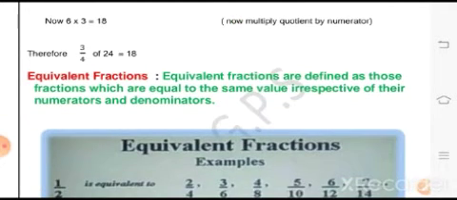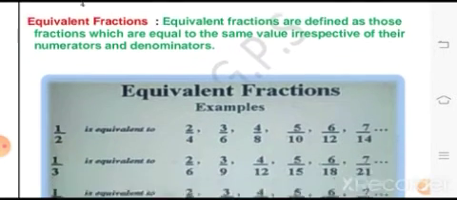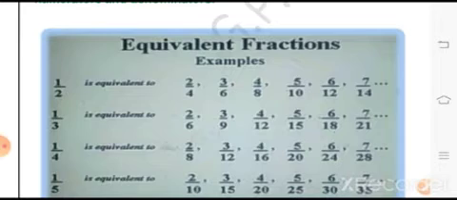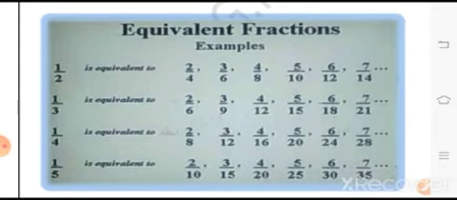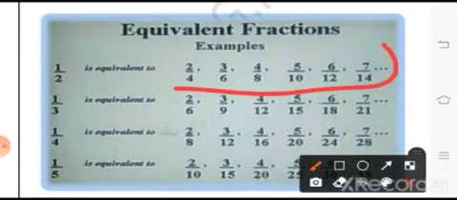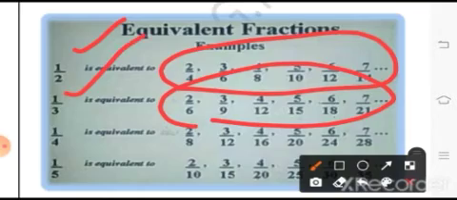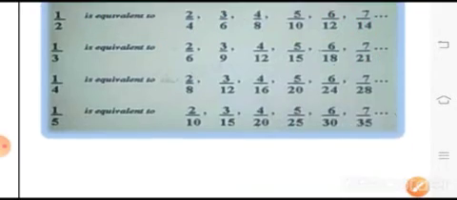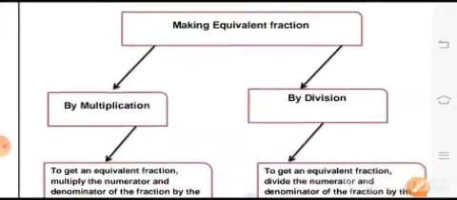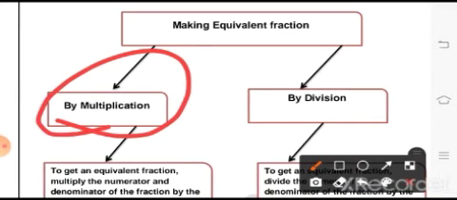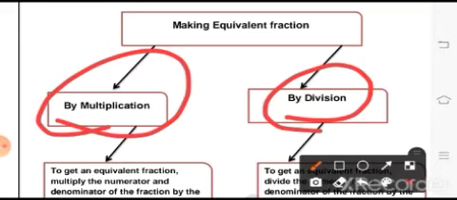Now, equivalent fractions. Equivalent fractions are those whose value is the same irrespective of the numerators and denominators. Here you can see certain examples showing equivalent fractions. Like all these are equivalent fractions of 1 by 2, all of these are equivalent fractions of 1 by 3 and so on. And as you know, we have two different methods of finding equivalent fractions. The first method is the multiplication method and the second method is the division method.